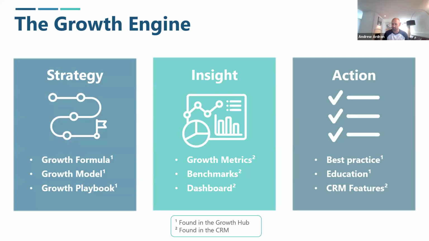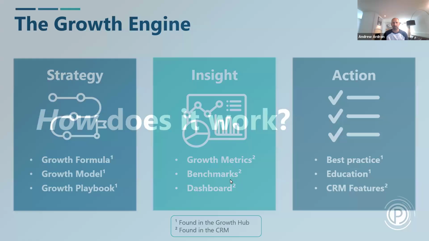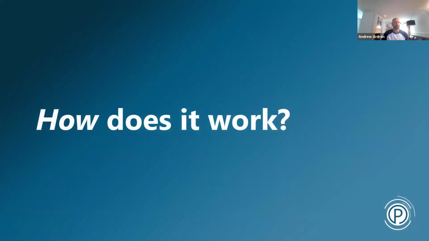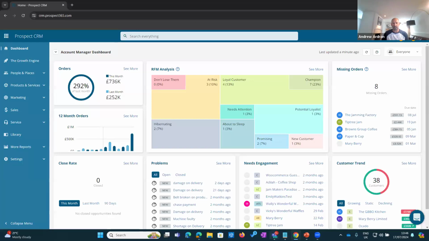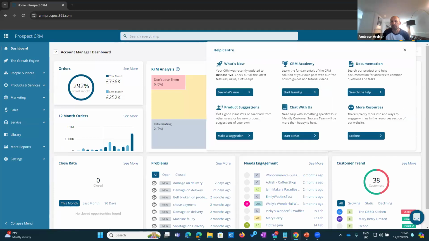And so you'll see some of these things are numbered. All the number ones are found in the Growth Hub, and the number twos are found in the actual software. And I'm going to show you those right now. So how does it work? Let's have a look at the software. So this is obviously a demo system, so some of the data might not be terribly meaningful, but this is the CRM system that you'll all recognize. And I can tell you, if I just go to the help icon here, that this is running on release 1.2.3.